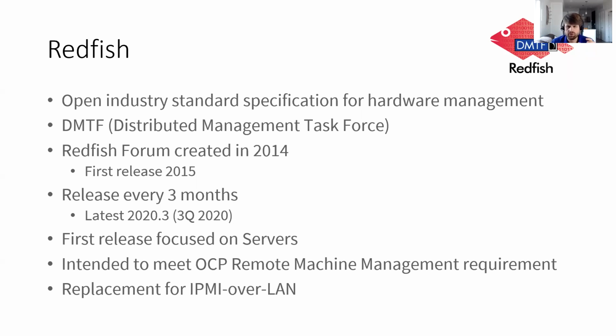Redfish is supported by roughly 30 or 32 paying companies, broken into 2 tiers. There's a promoter tier, and then there's a supporting company tier. And it's who you would expect in system management, a lot of the same companies working on OpenBMC. The Redfish group was created in 2014, with the first spec being released in 2015. Redfish releases are roughly every 3 months, so 4 a year, and the latest is 2020.3 that was just released 2 weeks ago.